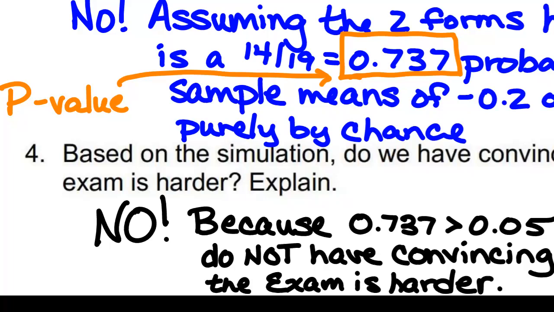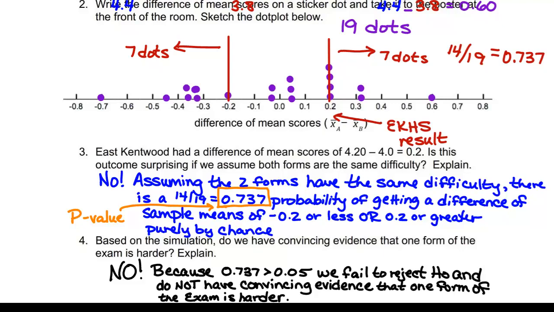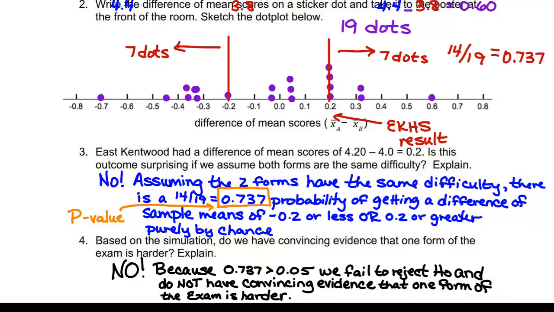Why was it important that we did a two-tailed, a not equal to? Why didn't we only look at the positive side? Because we're going to see if either one of them is harder. Positive would mean form A is harder. Negative would mean B is harder. That's why we looked on both sides.